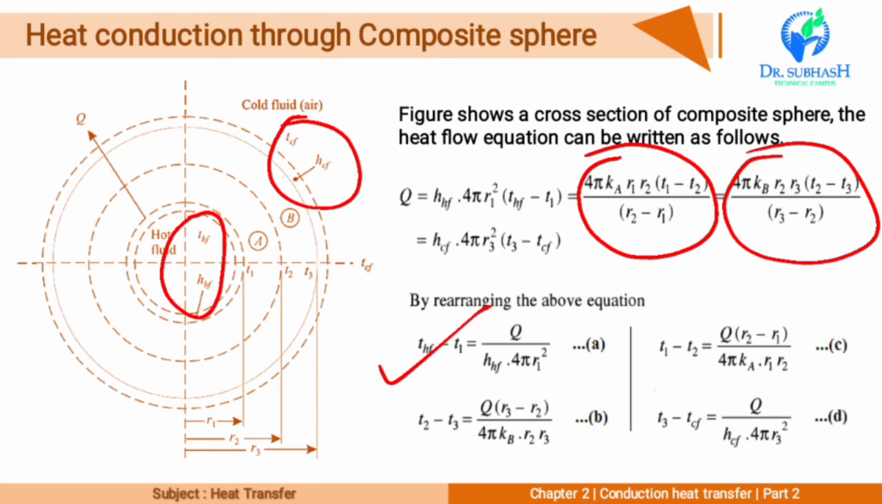Kb into R2 into R3. Equation C: T1 minus T2 equals Q into (R2 minus R1) divided by 4 pi Ka into R1 into R2. And equation D: T3 minus T_CF equals Q divided by h_CF into 4 pi R3 square.